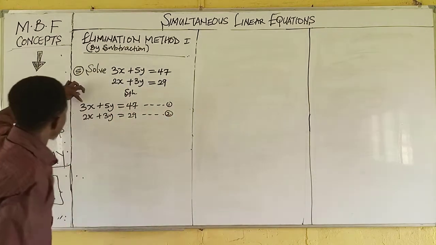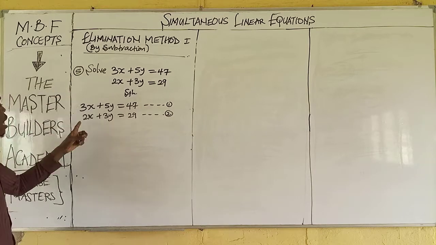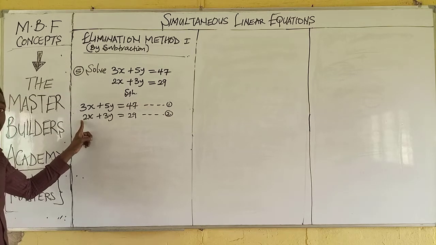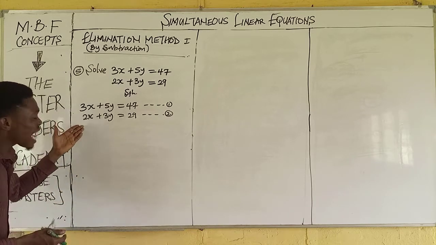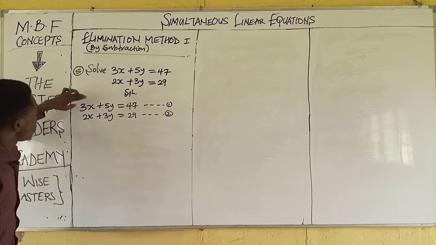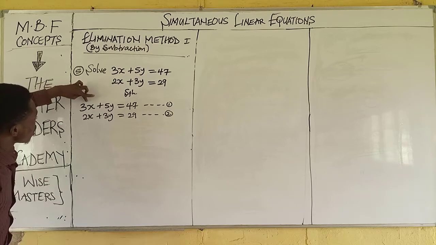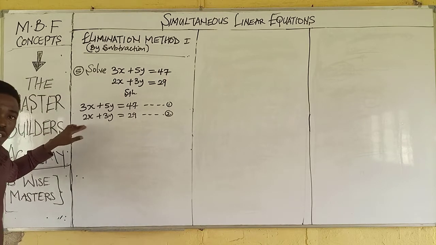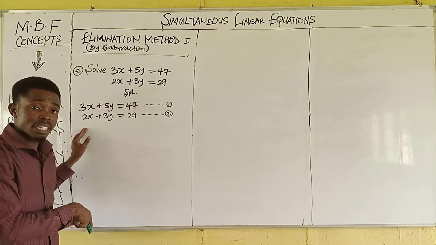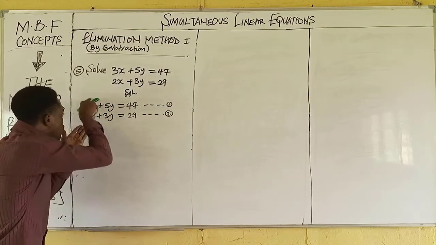Now, when I look at the coefficient of x in equation 1, it is 3, but the coefficient of x in equation 2 is 2. That means they are not the same. Then I cannot eliminate it. I can only eliminate x here when the coefficient of x in equation 1 is exactly the same as the coefficient of x in equation 2. Hope this is clear.